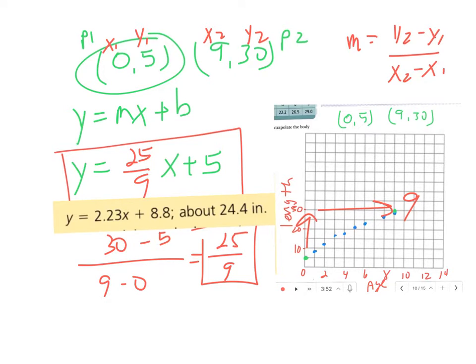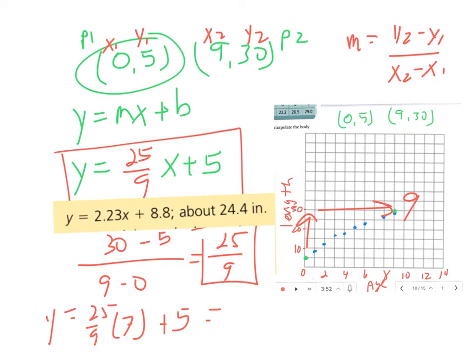Now, that second part of the question, they want to know the approximate body length of a 7-month-old panda. So to find that, we would really just take and plug 7 months, because that's what our x represents, right? Age in months, back into here. And we've practiced that plug and chug before. So in other words, we would say y equals 25 ninths times 7 plus 5.